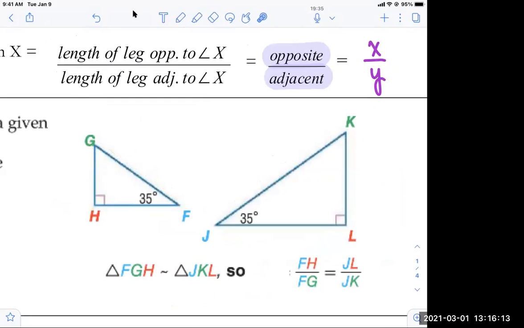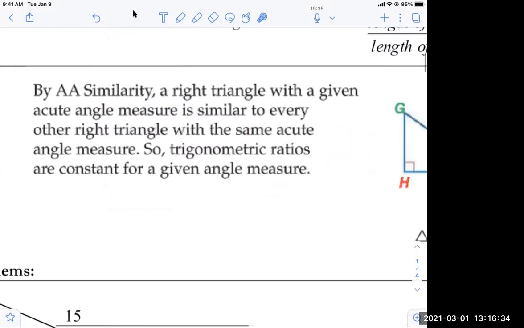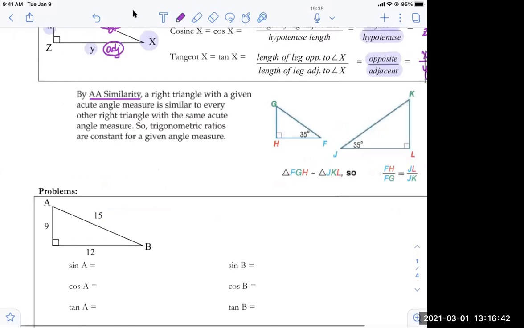That's why the sine of 35 is a fixed number. It doesn't change with how big or small the triangle is. The sine of 35 means in a right triangle, the 35-degree angle's ratio of the opposite leg over the hypotenuse is always going to be the same value, whatever that number is. Because the triangles are similar, we're always going to get the same value if you use cosine of 35 degrees or whatever.